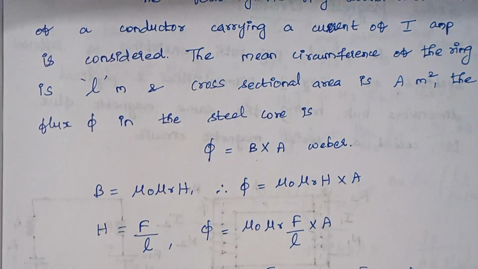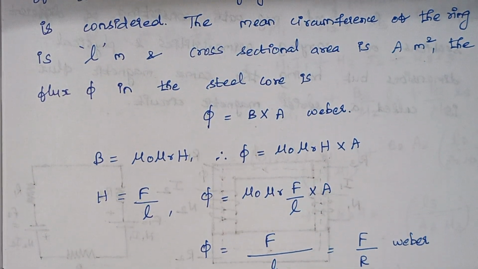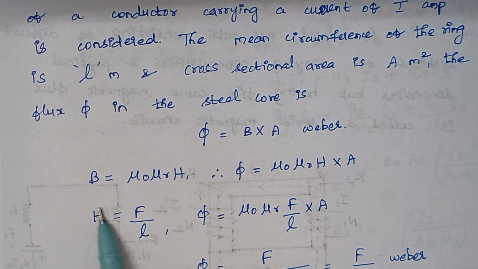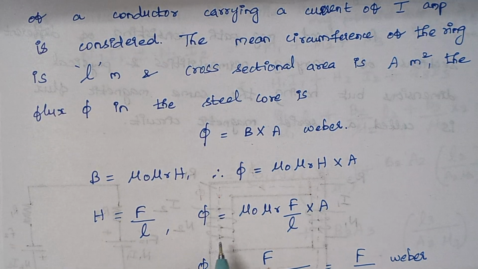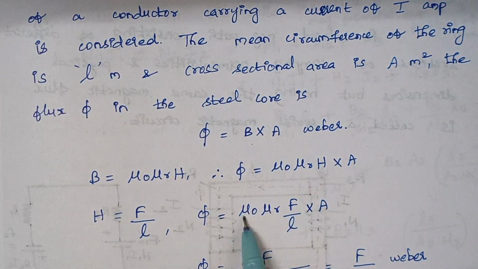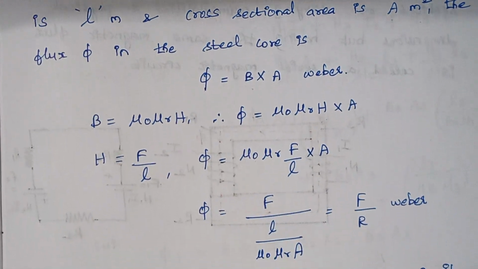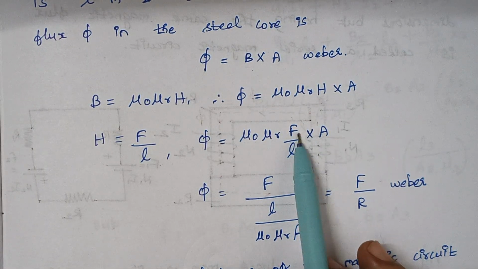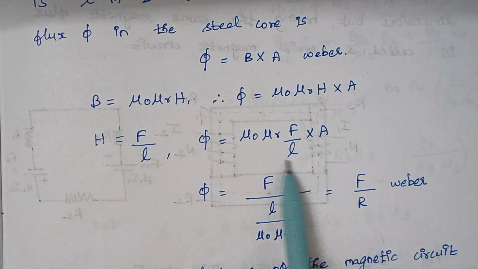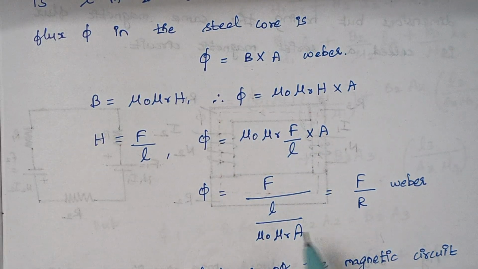And here what is the formula for the magnetizing force? The magnetizing force is given by F by L. So in this case, you see the value of phi, we are replacing H by F by L. So here the expression becomes mu naught mu r F by L into A. Finally we are just rearranging the above equation. We are keeping F only in the numerator and rearranging these terms. So here it becomes L by mu naught mu r A.